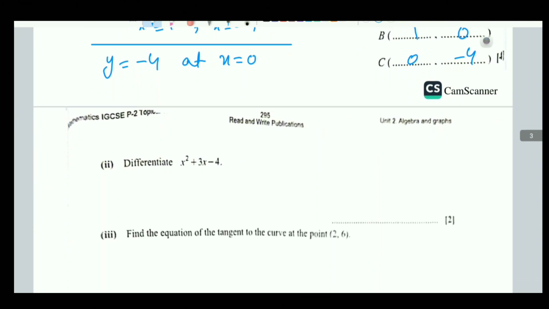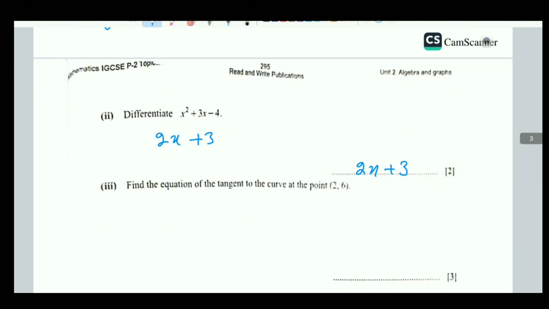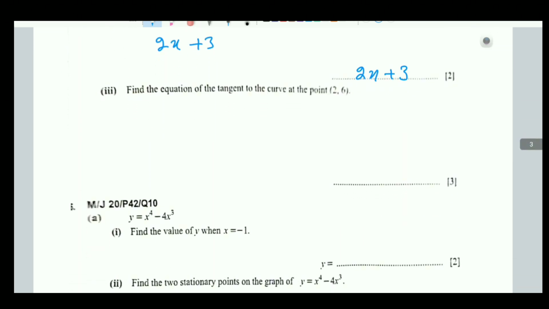Next question, differentiate. Simple, 2x plus 3. So minus 4 will become 0. So it will become 2x plus 3. You have to use the power formula here, and you have to use the base rule here, that its derivative will be 3. Find the equation of the tangent of the curve at the point 2, 6. So what do we have to do here? Again, this is the same question as we have done already.